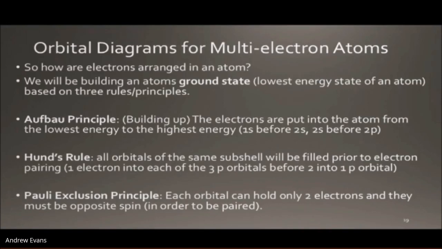If I have an up electron in the 2p, it must be in either 2px or 2py or 2pz. I can't have 2 of them up in the 2px. And if I have 2 electrons within an orbital, one must be up and one must be down, because that's going to give it a different designation. Basically, no 2 electrons can have the exact same descriptive numbers.